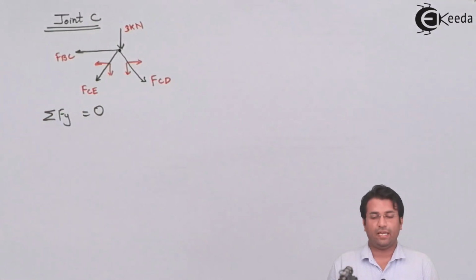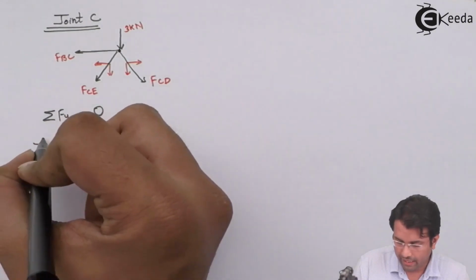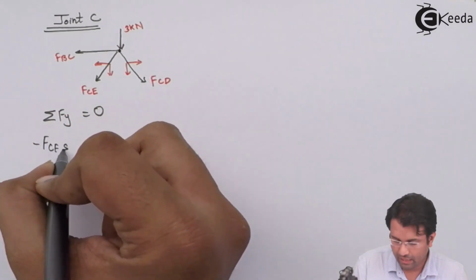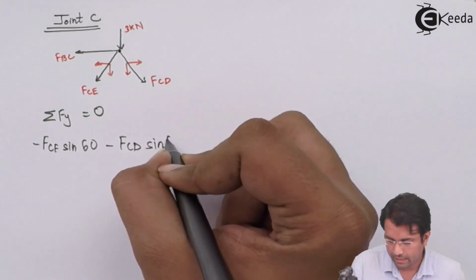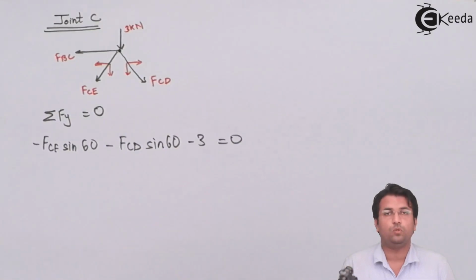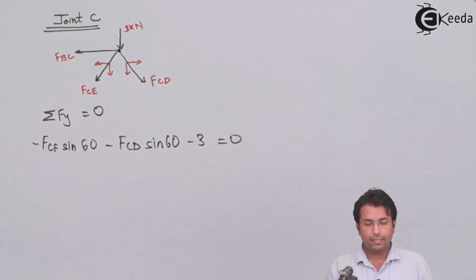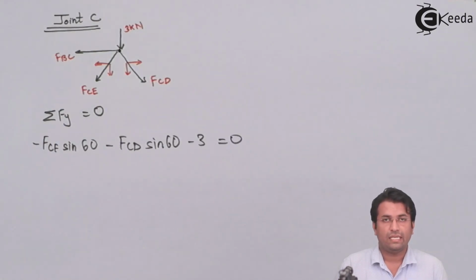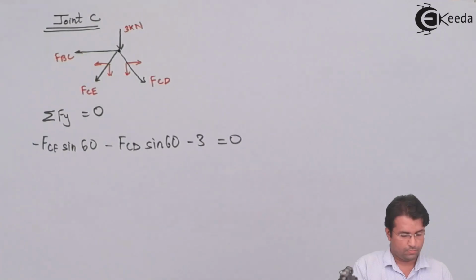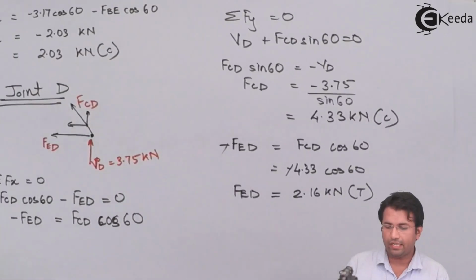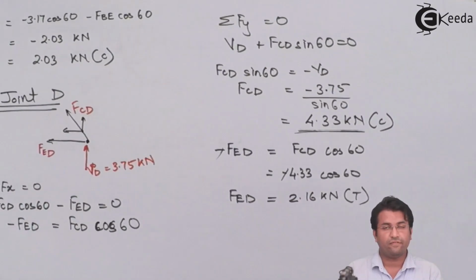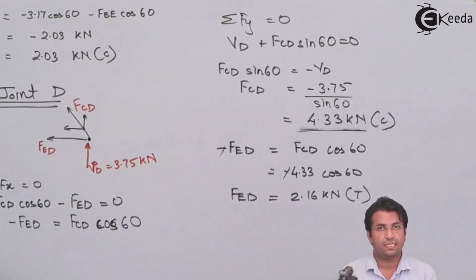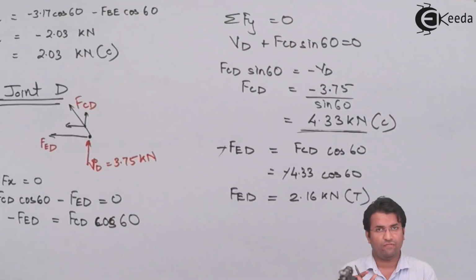It becomes summation Fy equal to 0: minus FCE sine 60 minus FCD sine 60 minus 3 equal to 0. Now, in this case, I know the value for force CD. I have calculated the value as 4.33 kilonewtons, and that is compressive. So you have to take care of the sign in this case. You have to put a negative sign for the value now.